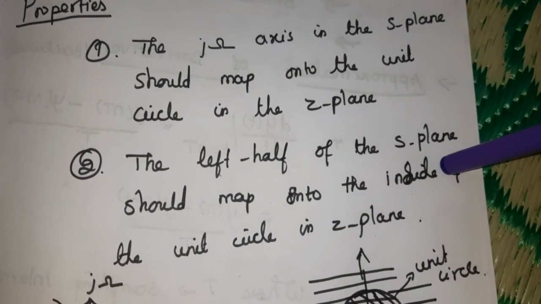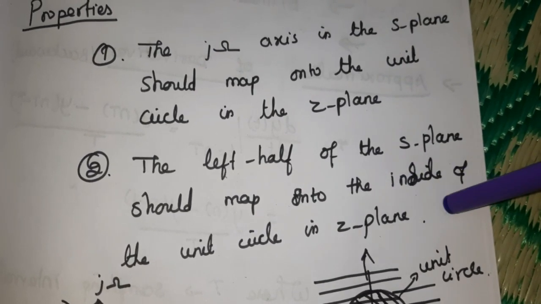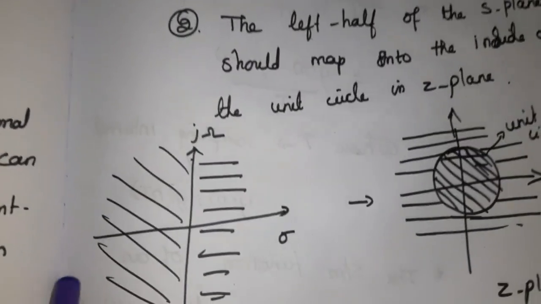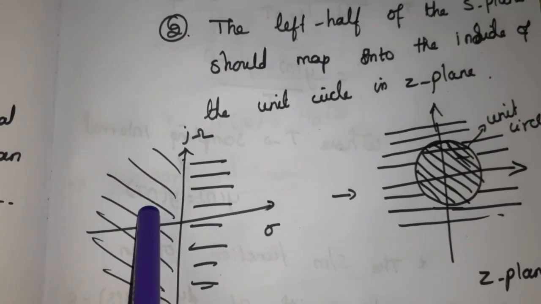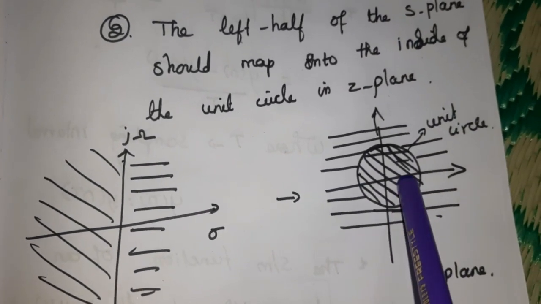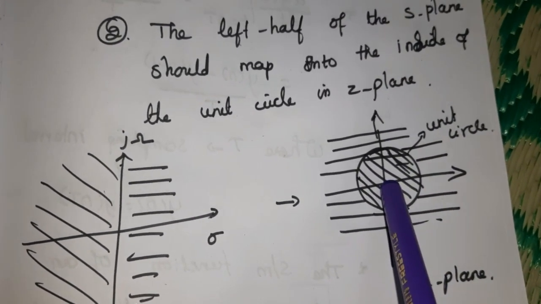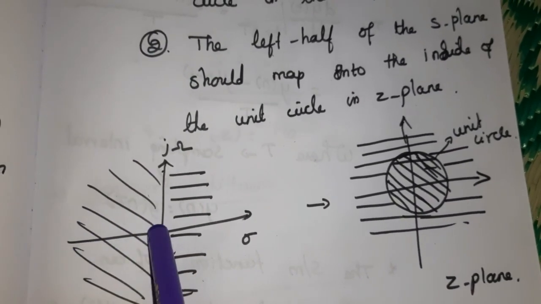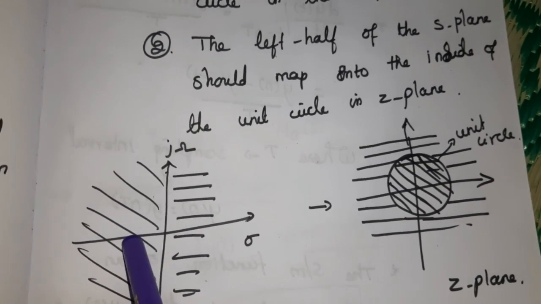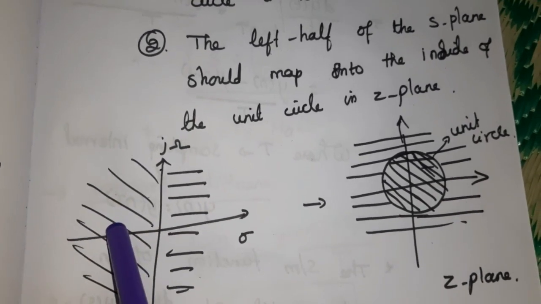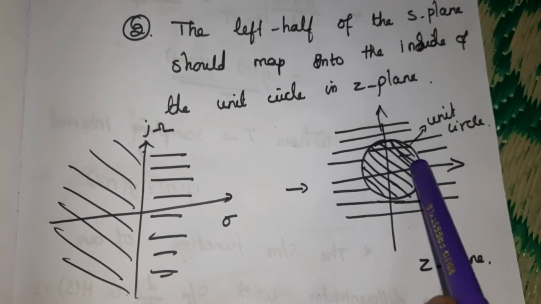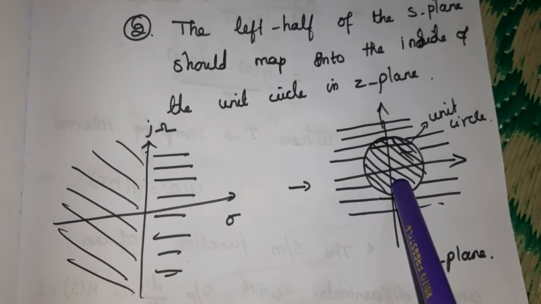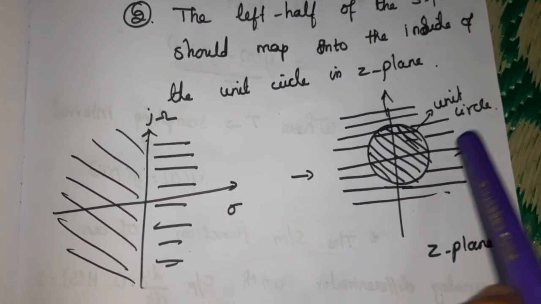The second property is that the left half of the S plane should map into the inside of the unit circle in the Z plane. That means the left-hand side of the S plane is mapped into the unit circle of the Z plane. This is the second property. Because the poles lie on the left side of the S plane, only then can the analog filter be stable. So if the left side of the S plane is mapped into the inside of the Z plane, only then can the conversion of the analog filter into a digital filter remain stable.